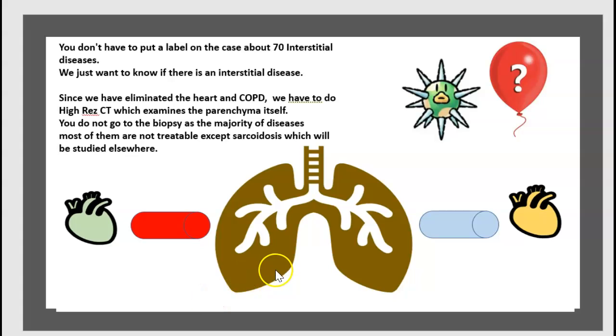Let's move on to the third cause. You don't have to put a label on the name of the interstitial disease. We just want to know if there is any interstitial disease. Since we have eliminated the heart and COPD, we have to do a high-res CT, which examines the parenchyma itself. You do not go to the biopsy.